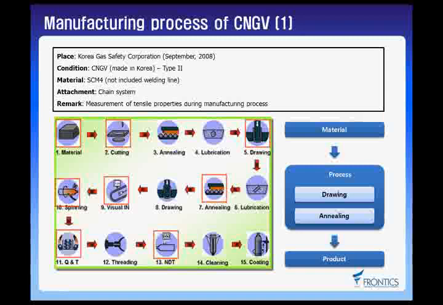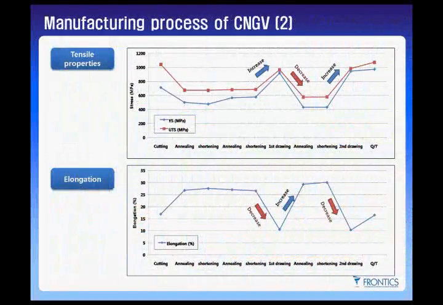This is the strength evaluation of CNGV during the manufacturing process stage. This result allowed us to improve strategies used in the manufacturing process. These results identify the variation of strength at each stage of the production process, including the risk stage.